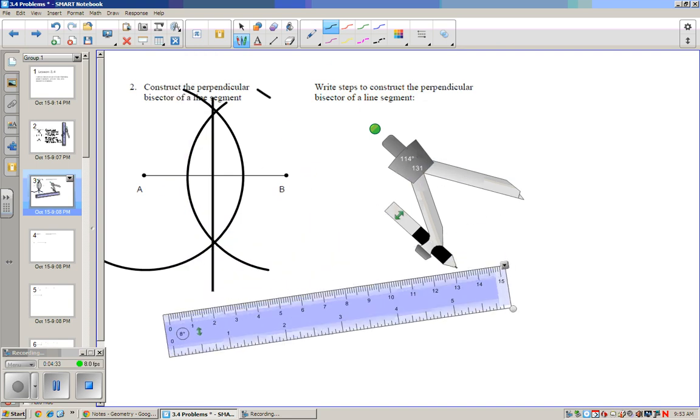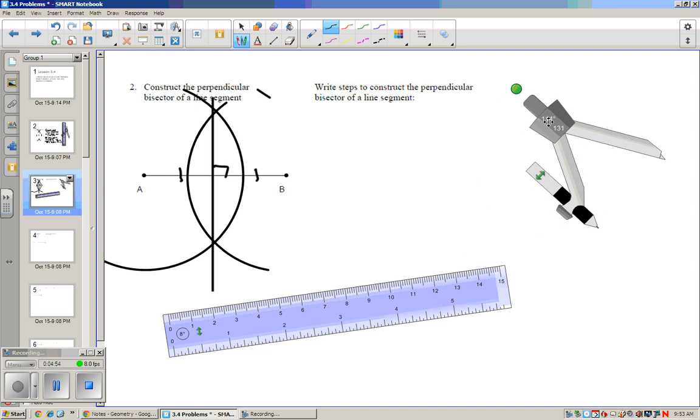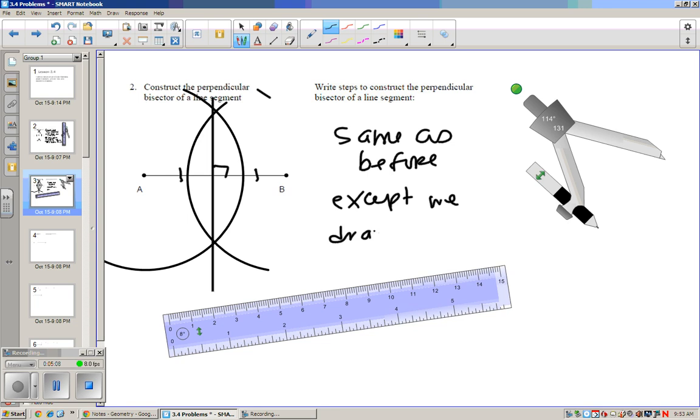All right, so remember every time we construct something, we want to label what we know. My line's not quite perfect. All right, so perpendicular bisector means it meets at a right angle and it divides the segment into two equal parts. So from A to the line, it's equal from the line to B. I'm not going to write down the steps for this again. I'm just going to say same as before, except the only difference, draw a line instead of just the midpoint.